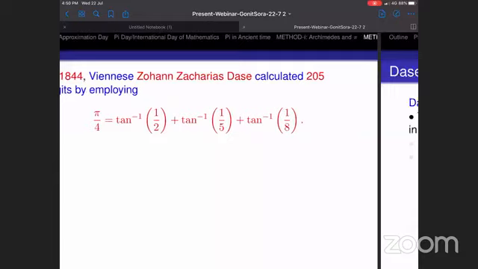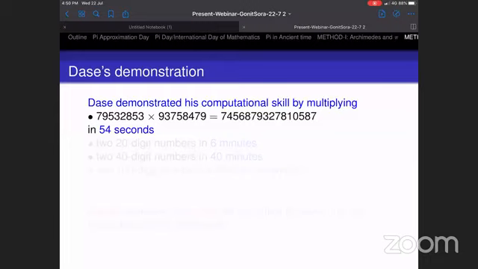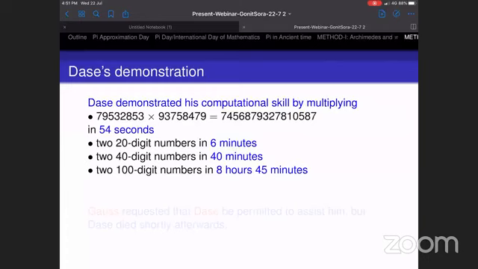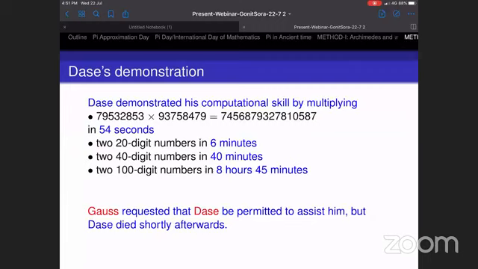And Dase was a calculator, you can say, because he demonstrated his computational skill by multiplying two numbers in 54 seconds, then two 20-digit numbers in 6 minutes, two 40-digit numbers in 40 minutes, and two 100-digit numbers in 8 hours 45 minutes. Gauss requested that Dase be permitted to assist him, but Dase actually died shortly afterwards. So he is like our Shakuntala Devi.